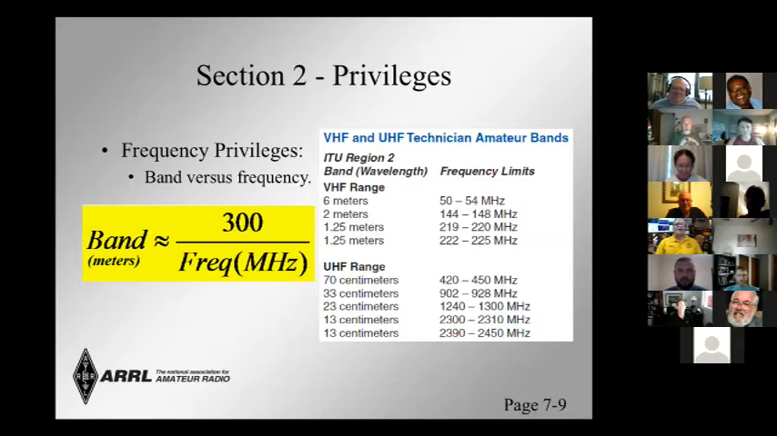We're going to talk about privileges now. And so you have your band versus your frequency. As you can see, there is a chart that says your 6 meters would fall between 50 and 54 megahertz. And if you look at your UHF range, 70 centimeters would be between 420 and 450. Well, there's a formula that is to be used if you ever forget what it should be.